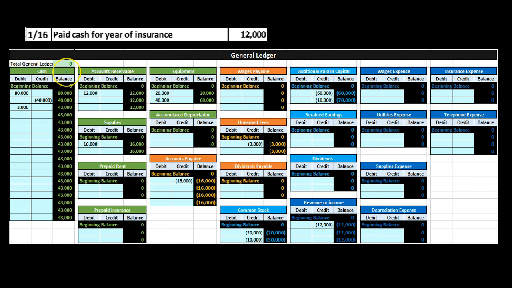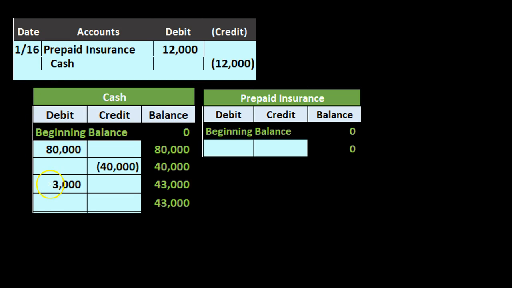Here's the GL, here's cash, here's prepaid insurance. So don't do the prepaid rent, prepaid insurance. This account I don't think should even be there, but prepaid insurance and cash. So then we're going to focus in on those accounts. Remember that the cash is going to have more detail, because cash we deal with a lot more than just about any other account. So here's the cash account, here's prepaid insurance, here's prepaid insurance on our journal entry.